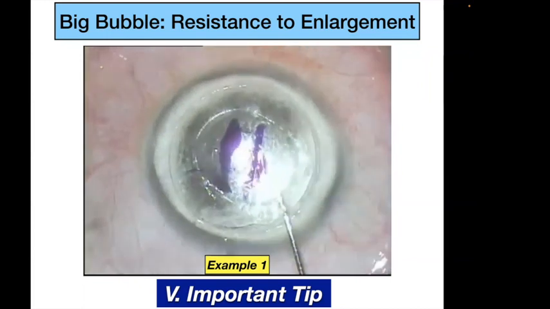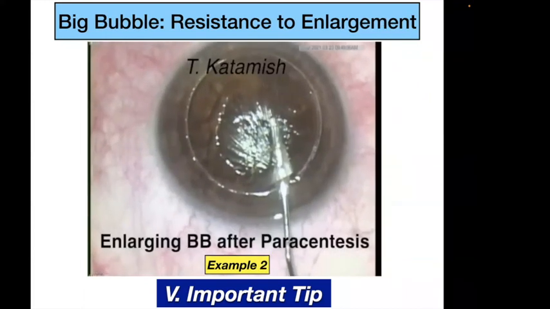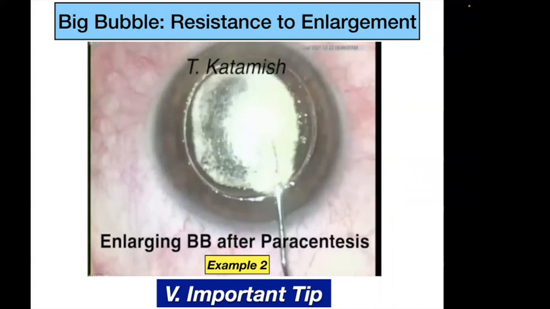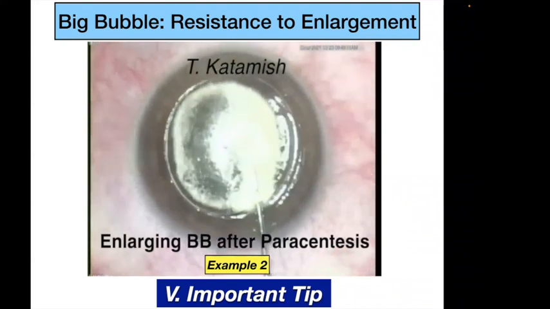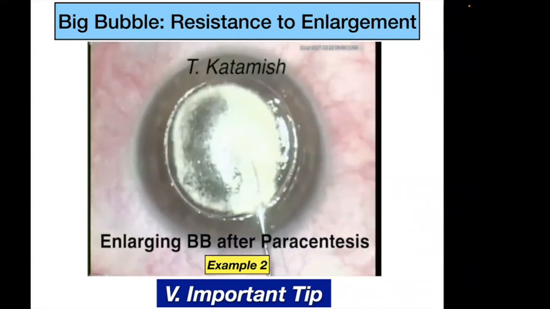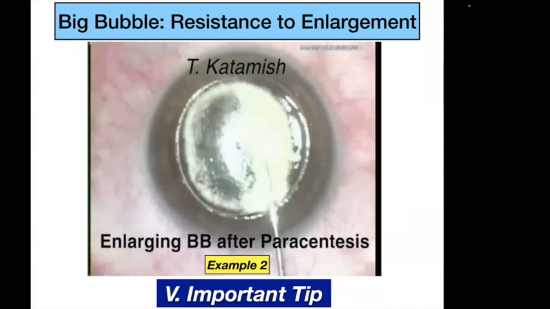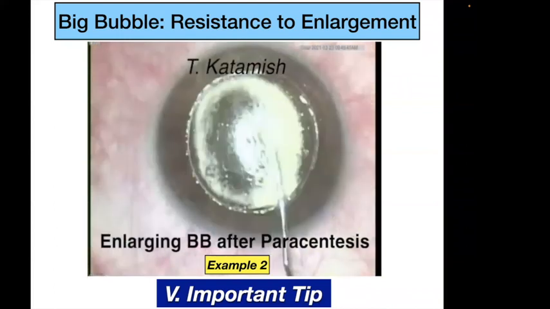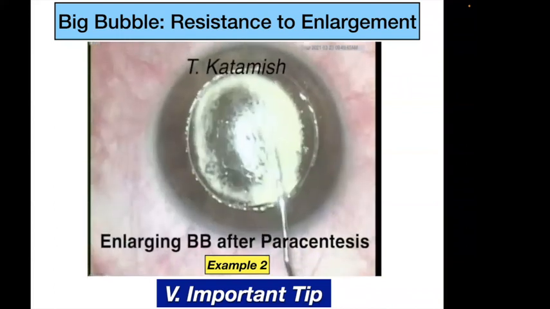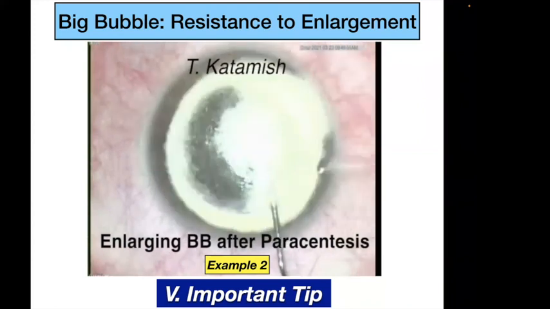Another important tip also, if you have some resistance, you may do a very good trick. You have some resistance, as you see, the bubble doesn't want to enlarge enough. So you can stop, make a paracentesis to lower the aqueous pressure, and then go again in the same track and inject. You will find that the bubble will expand to the proper size across the trephination edge.